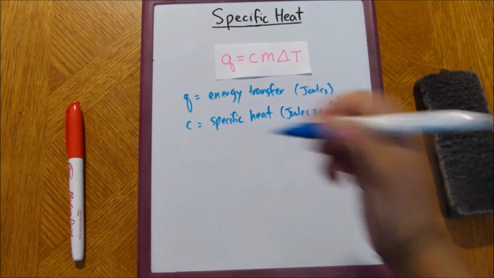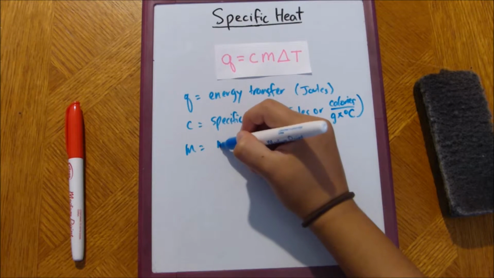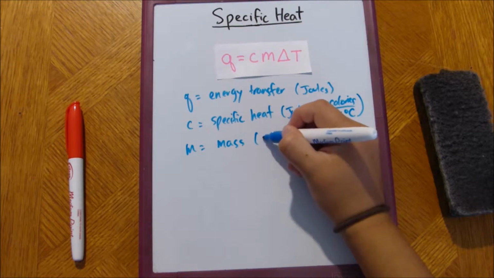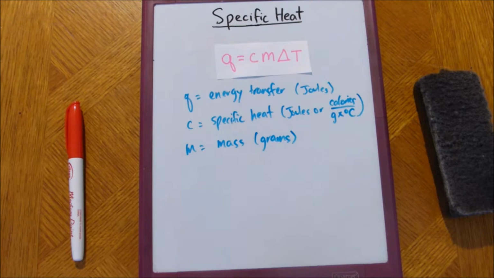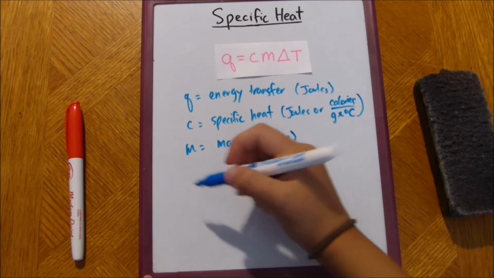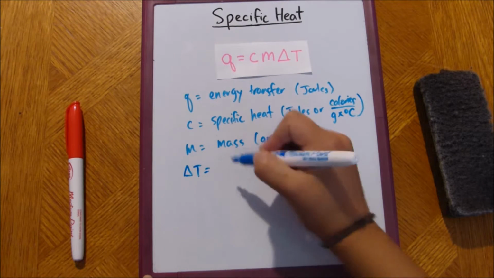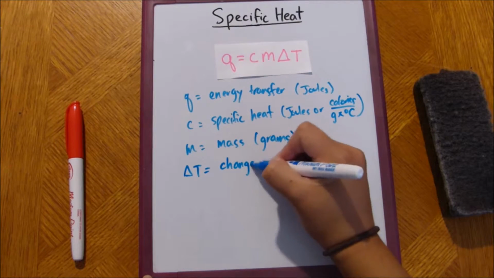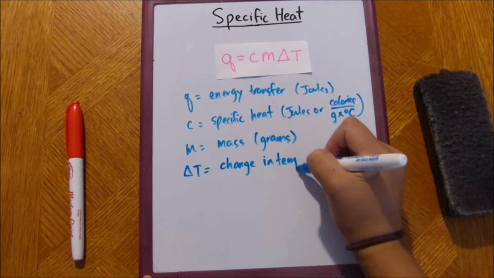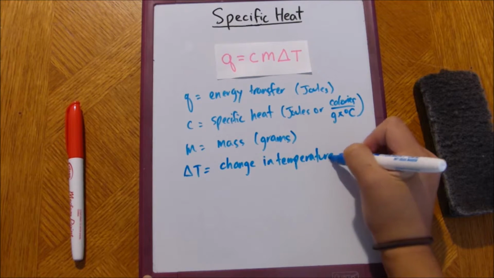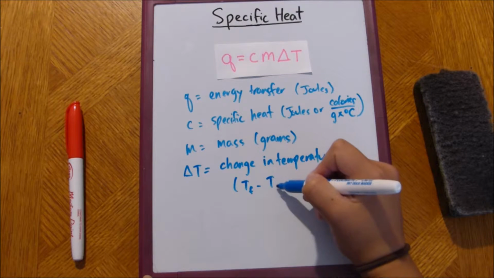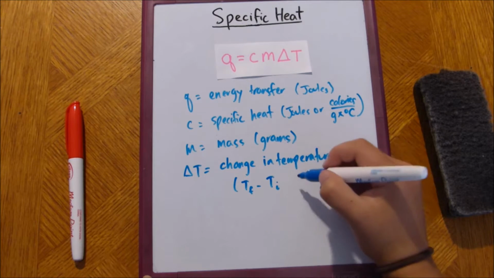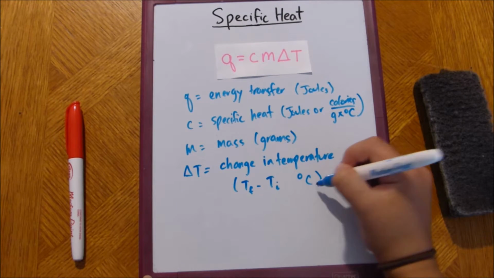We've got our mass, M, which is typically in grams. This is simply the mass of the object that we're trying to find the specific heat of, or the energy transfer of. And then we have delta T, which is change in temperature. So that would be T final minus T initial, and it's typically in degrees Celsius.